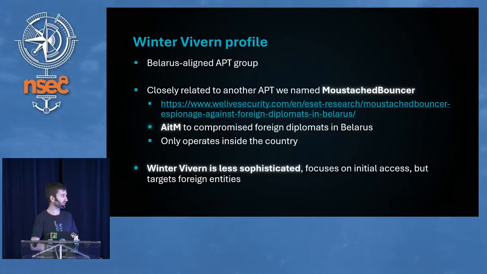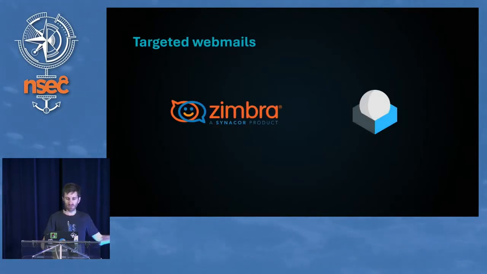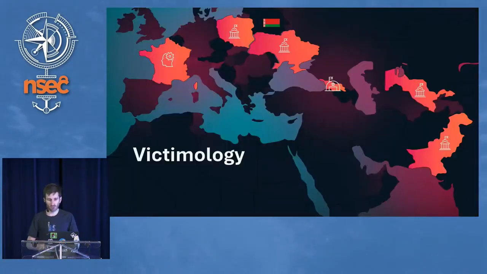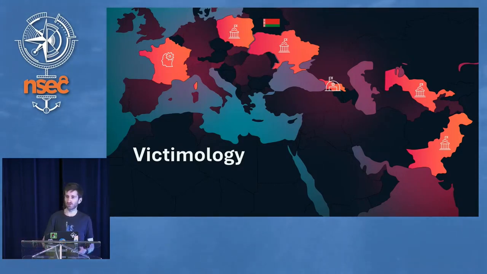On the contrary, Winter Wyvern is a bit less sophisticated. Their focus is more on initial access, but they do target foreign entities, so not only targets inside Belarus. They mainly target Zimbra and RoundCube, so no Horde or MDaemon. And for the victimology, we have found victims in France, Poland, Ukraine, Georgia, Pakistan, and Uzbekistan, mainly think tanks, national governments, and also military entities.